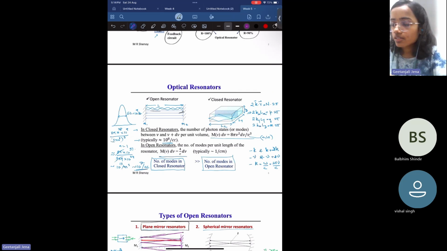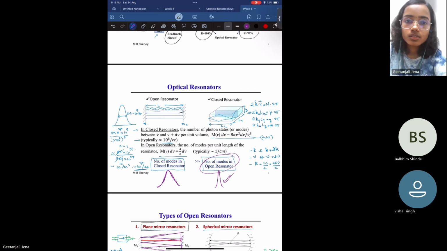And what is the difference between the open and closed resonator? If you see the line width of the laser, the open resonator has a narrower line width and the closed resonator has a broader line width. So if you want to construct a laser, it's better to use an open resonator, because the line width is narrower. The light will be highly monochromatic in the case of an open resonator as compared to the closed resonator. Okay.